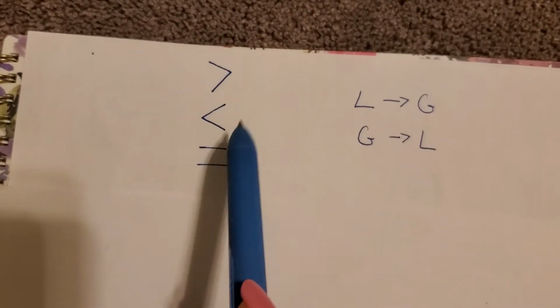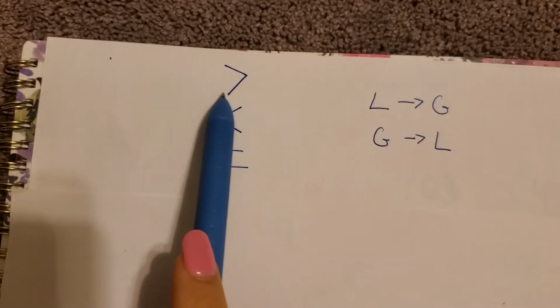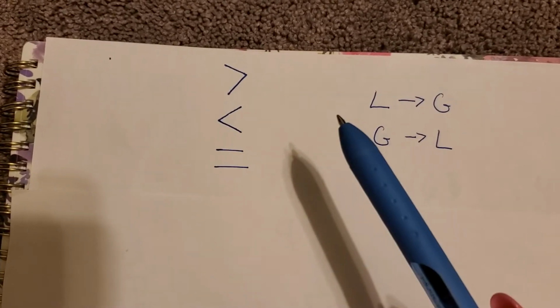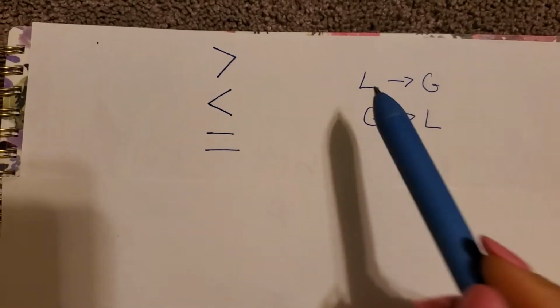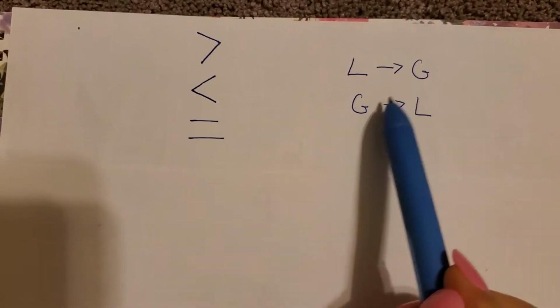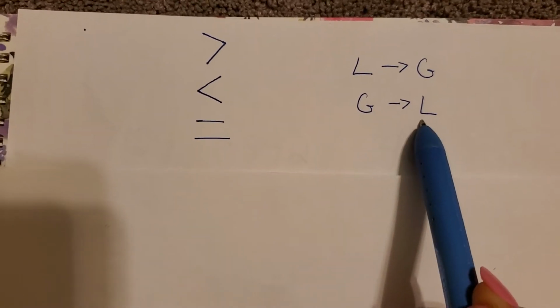Now, ordering and comparing numbers means seeing which one is bigger, which one is smaller, which one is greatest, which one is the least. And then ordering means just putting them in order from either least to greatest or from greatest to least.